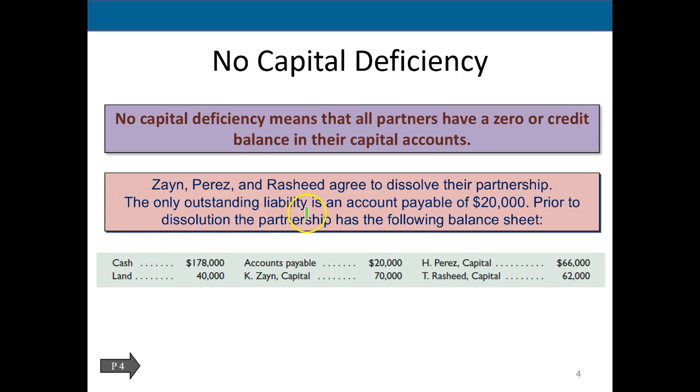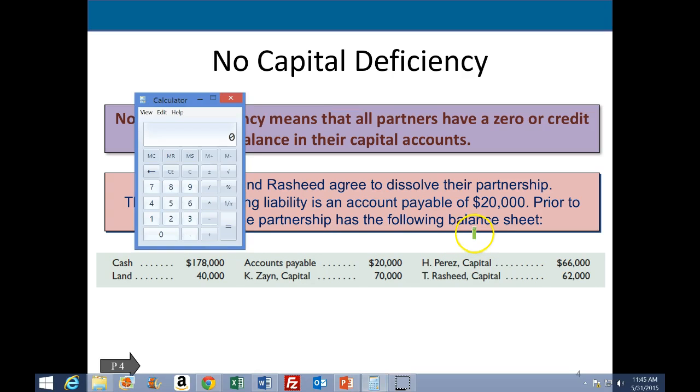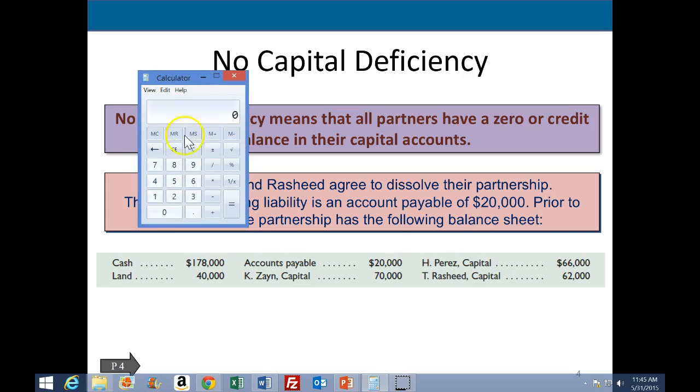So Zain, Perez, and Rashid agreed to dissolve their partnership. The only outstanding liability is an accounts payable of $20,000 prior to dissolution of the partnership. It has the following balance sheet. So this is a pretty basic balance sheet. Let's just take a look at the debits and credits here so we can see this. We've got $178,000 as a debit to cash, $40,000 for the land, minus the liability here of $20,000.